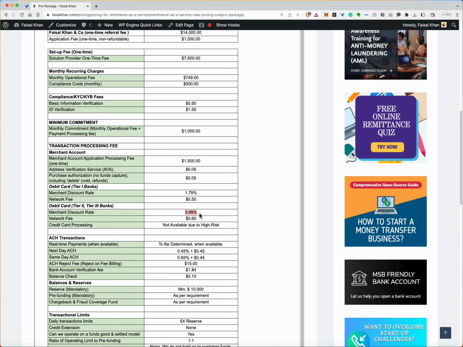Those fees are as is, and they include the margin of the solution provider. So needless to say, if you are trying to say, oh, it's costing 4%, oh, it's costing 3%, remember the instrument you're using, remember the risk it poses. By the way, these are debit card transactions, not credit card, because credit card processing is not available due to high risk. A lot of fraud happens and you don't want to be responsible for it.